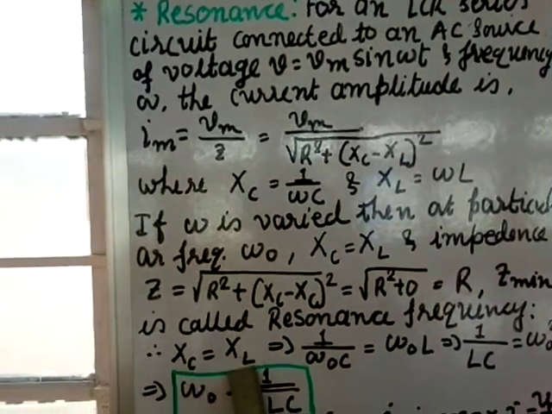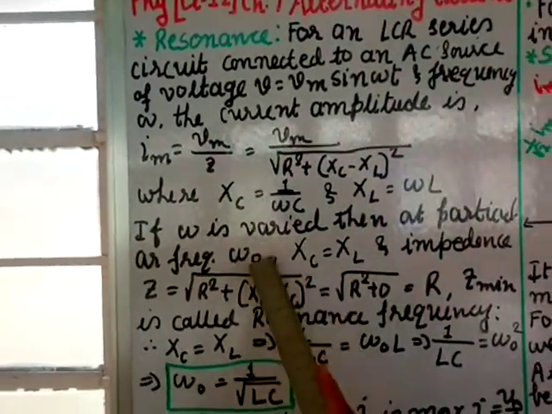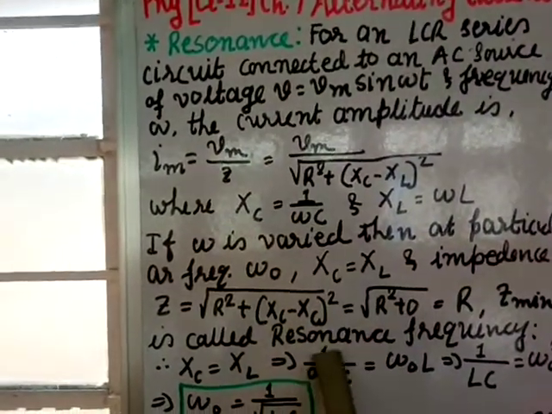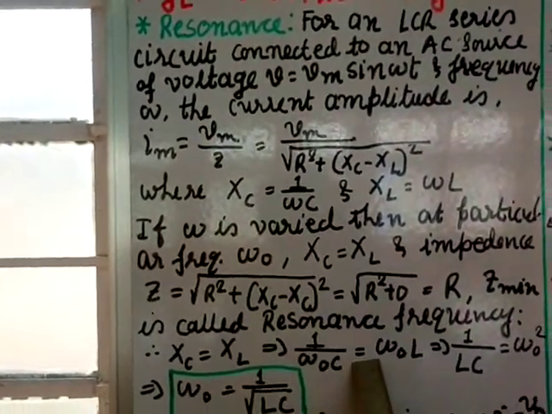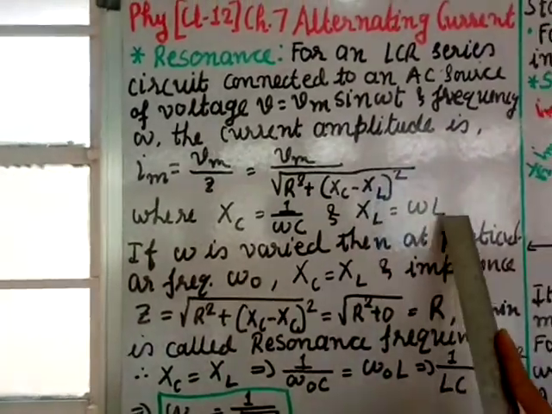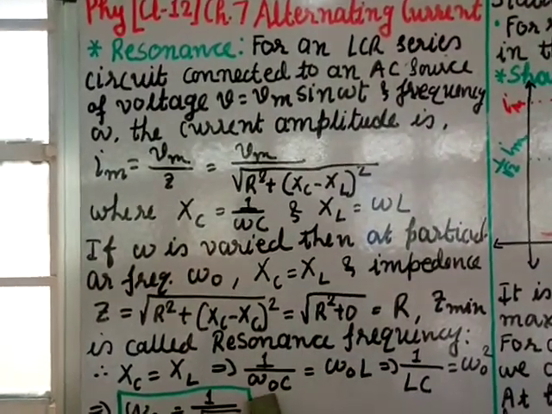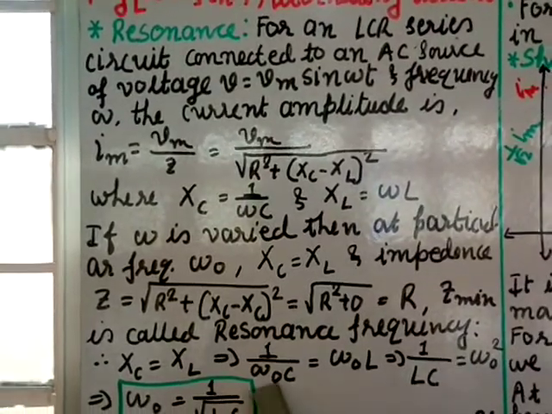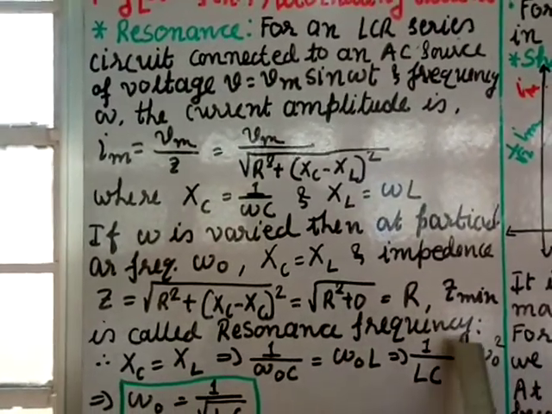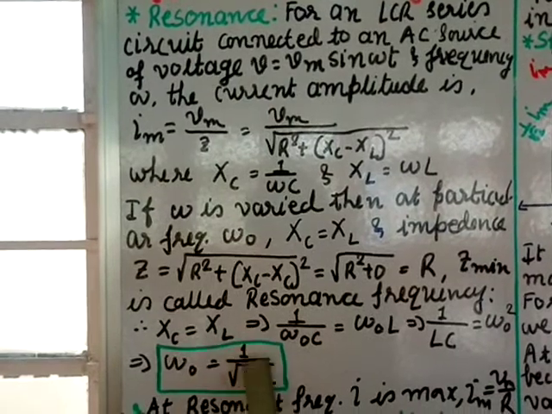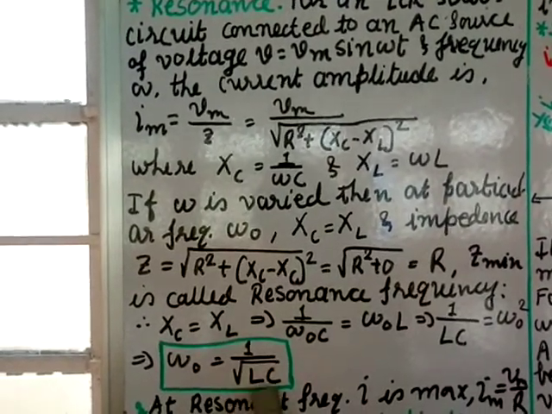Here Xc is equal to XL. Xc is given by 1/ωC, so we can write 1/ω₀C equal to XL, which is given by ω₀L. Transferring ω₀ and L across, 1/LC is equal to ω₀². Taking the square root, we get ω₀ = 1/√(LC).